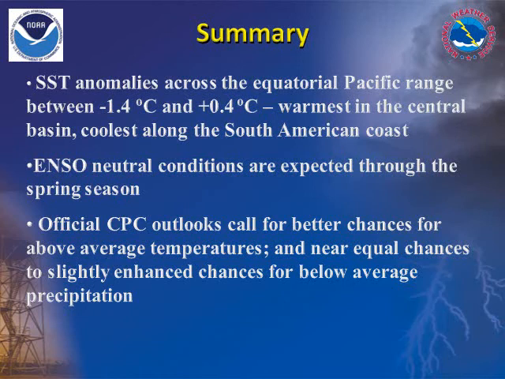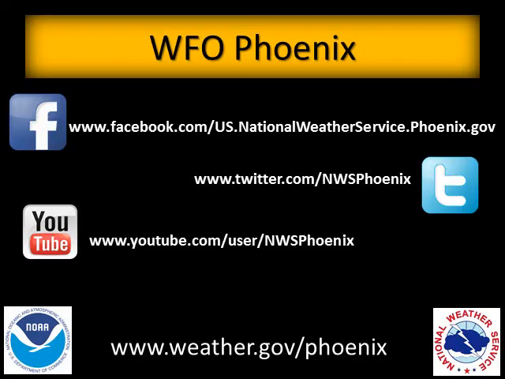So in summary, sea surface temperature anomalies range from about a half a degree Celsius above normal in the central Pacific to 1.4 degrees Celsius below normal along the South American coast. Based on recent trends and the majority of statistical and dynamic model output, neutral conditions are expected through the winter and into the spring season. Official probability outlooks call for a better than normal chance for above average temperatures through the winter and spring, with a near equal chance for above, below, and near normal precipitation during the winter. This may trend towards a better chance it'll be drier than average heading into the spring, though the probabilities are not that great.